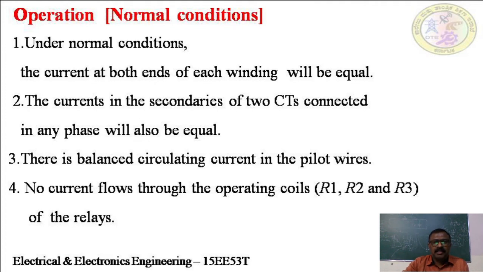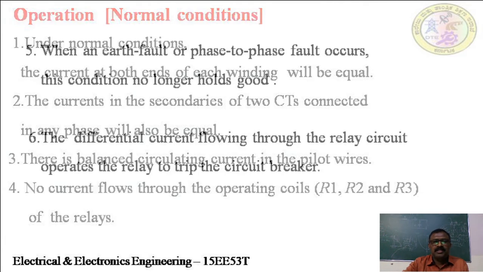Second point is, the currents in the secondaries of the two CTs connected on any phase will be equal. There is a balanced circulating current in the pilot wires. Hence the fourth point is, no current flows through the operating coils. Here R1, R2 and R3 are the operating coils. When no current flows through the operating coils R1, R2, R3, the relay is said to be inactive.